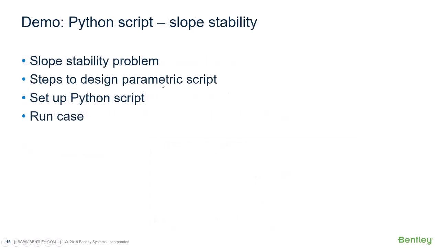Okay, so that's the basic things. There are more details to that, but I think this is a good way to start. In this case, I'm going to do a quick demo. We'll do a Python script on slope stability. I will show the steps how to design a parametric script, because it's nice that we can have some kind of very simple input that we can quickly vary some parameters and get different results for the case that we want to check. We also set up the Python script, and we're going to actually run the case here all live.